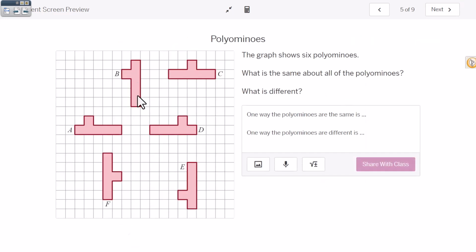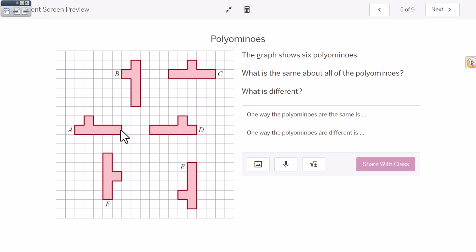Let's go into a little bit more detail about what we can say about figures that are congruent and what we can't say about figures that are congruent. Just because they have some things in common doesn't mean that they're congruent. And that's what this next slide is getting to. So this graph shows 6 polyominoes. And we're going to look at what's the same about all of them and what's different.